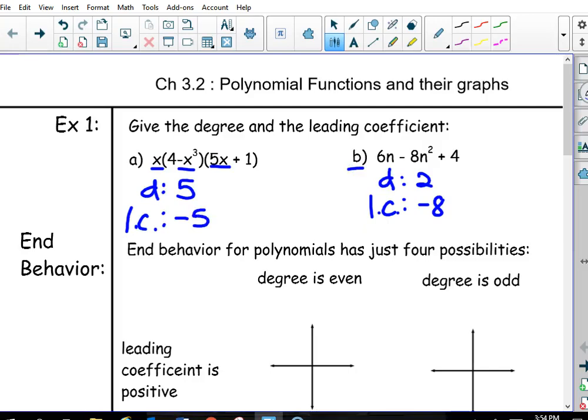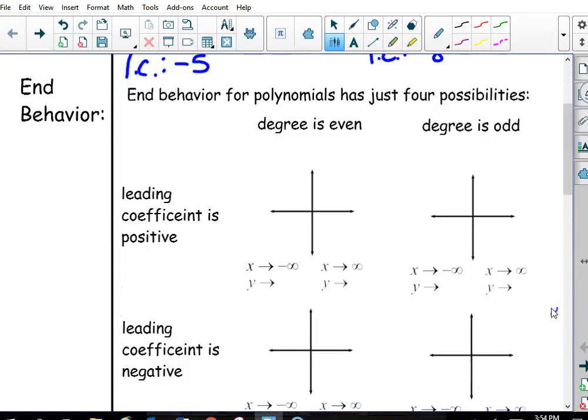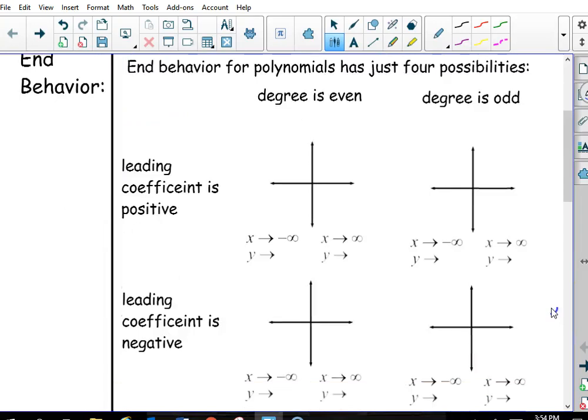The next topic, and this is why they have you identifying the leading coefficient and the degree, is so we can predict the end behavior. We did this in Algebra 2, that's good, but I'd be surprised if you remember a whole lot of it. There are actually only four possibilities, and it depends entirely on the degree being either even or odd, and the leading coefficient being positive or negative.